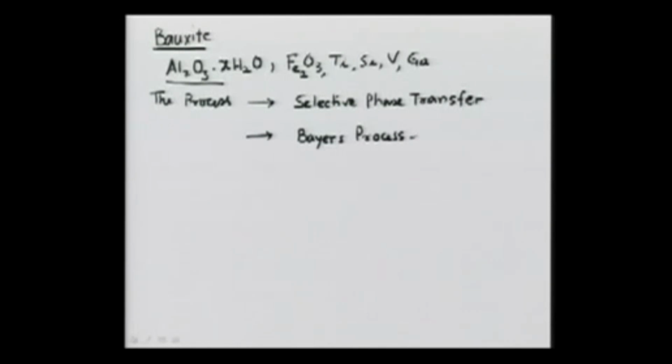So what we'll do now is specifically talk about the Bayer's process, and how out of all the things present in there, we can produce very good quality, high purity Al2O3. That's our objective, and we'll see in a moment how we can do it.